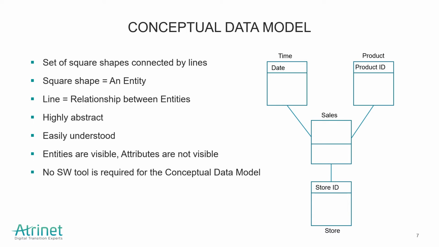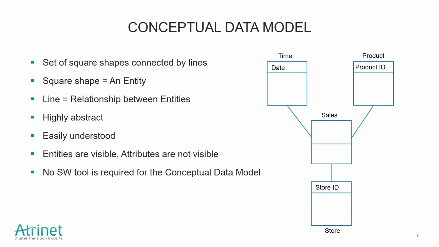All 3 entities have a direct relation to the sales entity. Relations are also abstract, while relation is also a column, which is not clearly defined yet. Entities are visible, while attributes are not visible. No software tool is required for designing the conceptual data model.